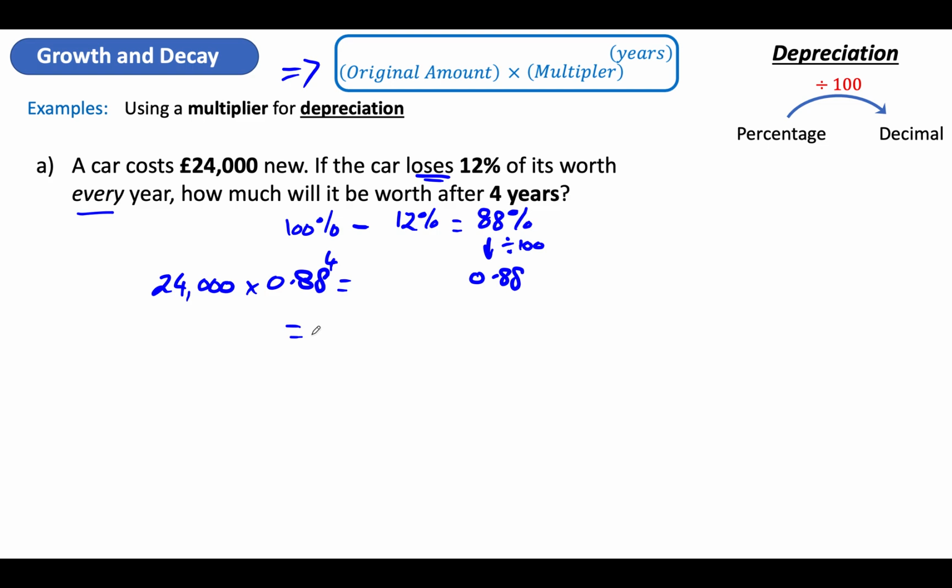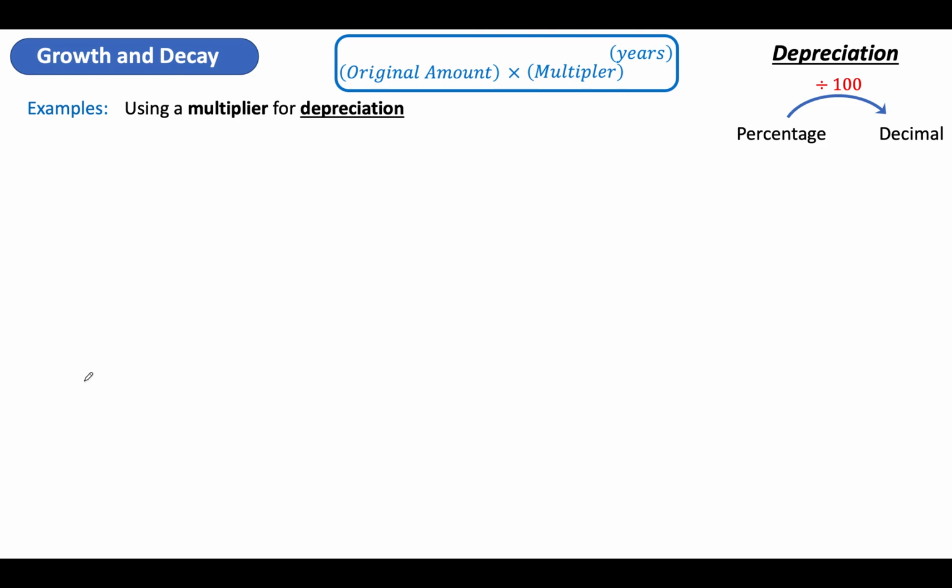I'll rewrite it on the bottom line so it's got a bit more space. And just put it in the calculator. Times by 0.88 to the power of 4. And it will be, this is pounds obviously, 14,392 pounds, and to the nearest pence, because it says 688, that rounds up to 689 pence. Okay, it loses a lot of its value in the first 4 years there.